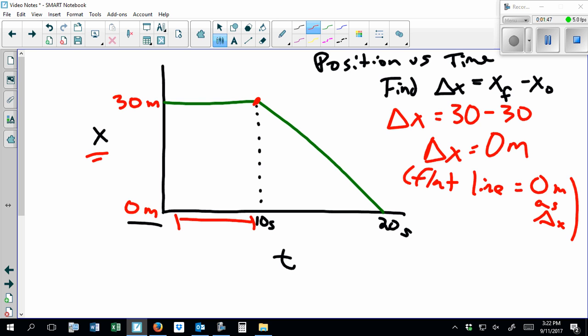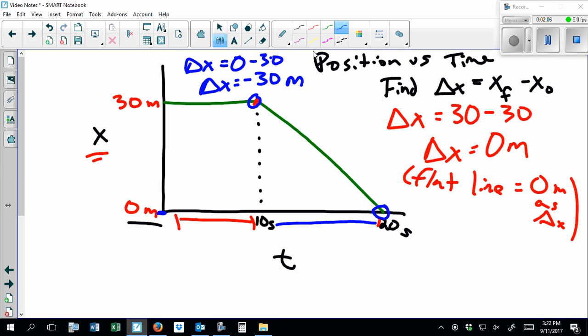But if I then wanted to take the 10-second to 20-second section here, I would say delta x, my final position, right here, my y value is 0. My initial value was 30. So my displacement would be 30 meters in the negative direction. I'm going down 30 meters.